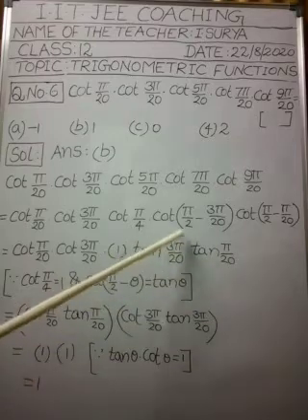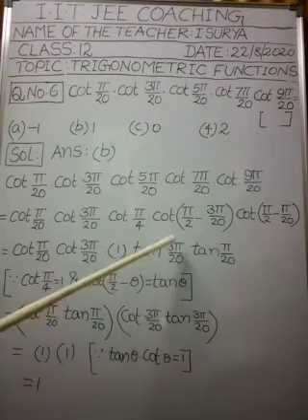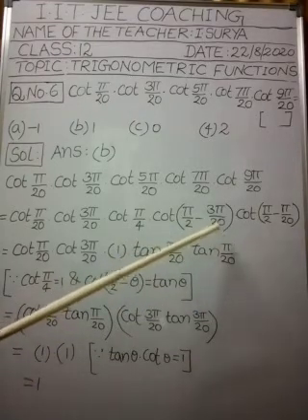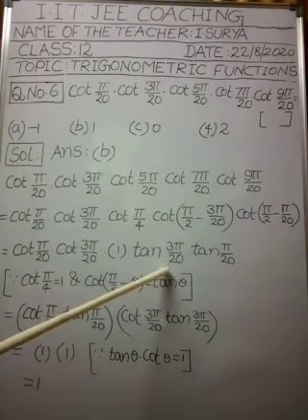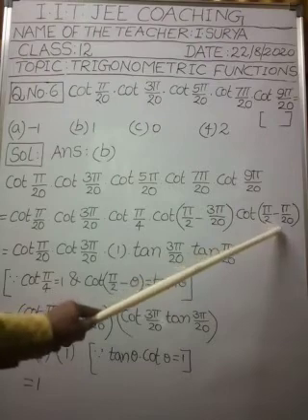So the fourth factor is written as tan theta. Tan theta means here 3 pi by 20. Understood this fourth factor, my children? Right. Now come to the fifth factor.